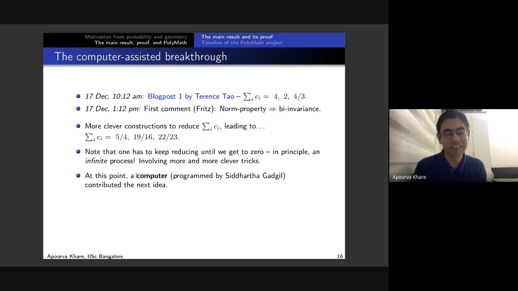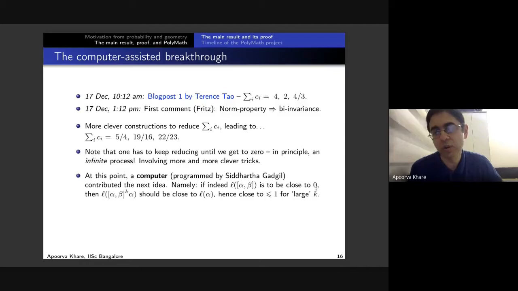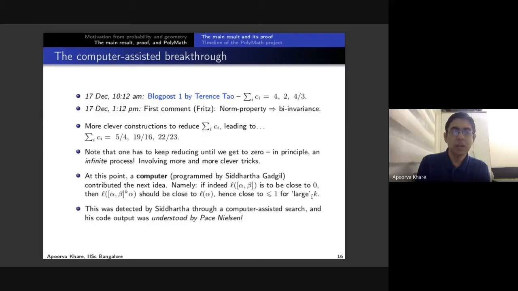He said that if the length of the commutator is supposed to be close to zero, or zero itself, or a very, very small positive number, then if you take a large power of that and multiply by alpha, it should be close to the length of alpha by the triangle inequality, let's say. And hence it should be less than or equal to one, or just above one, for large values of k, for k going to infinity almost. So he programmed the computer to search for something like this, and he found it. And not only did he find it, within the next 2 hours, somebody decoded that entire computer output.